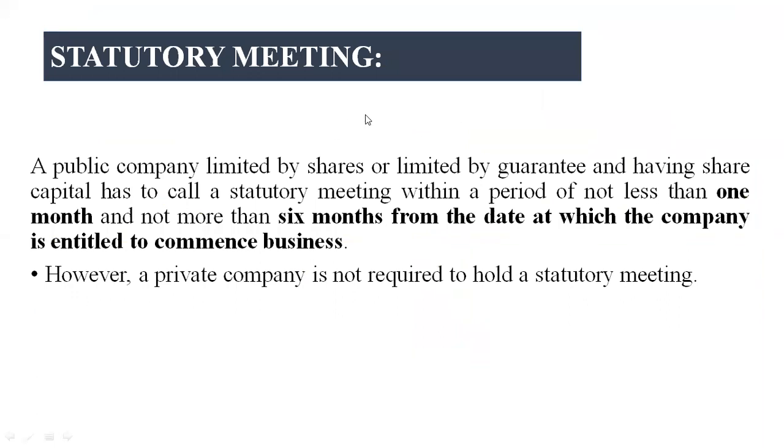What is a statutory meeting? Under company law, a statutory meeting is held once in its lifetime. It is organized only one time. When is it organized, and where is it applicable? What type of companies have to hold a statutory meeting? Let's deal with this. A public company limited by shares or limited by guarantee, having share capital, has to call a statutory meeting.